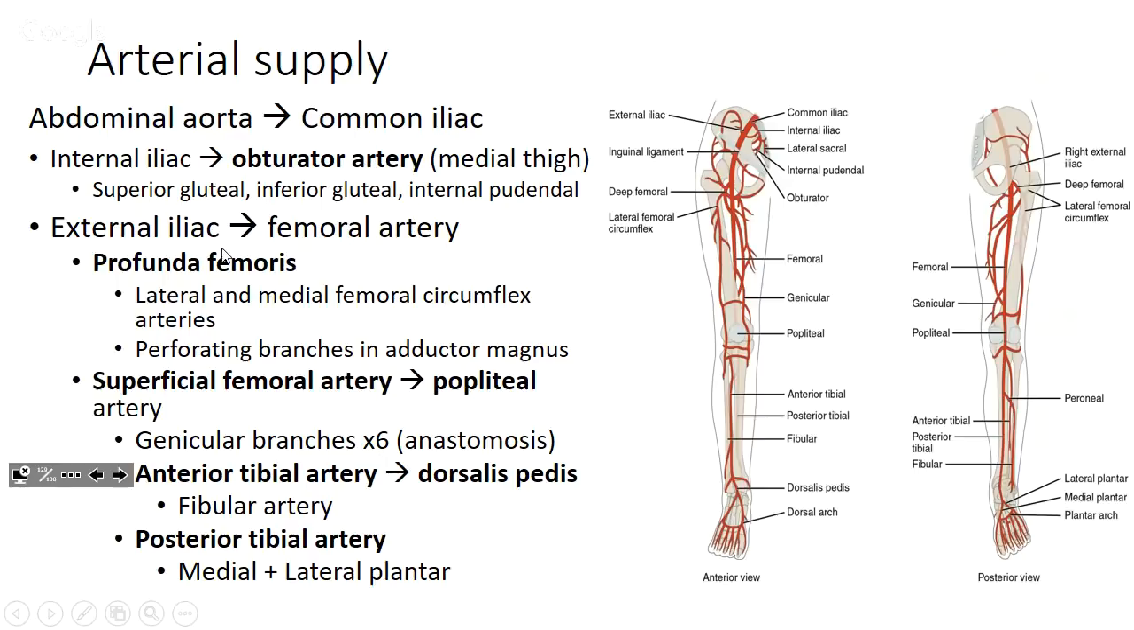And as for the external iliac, it becomes the femoral artery when it passes under the inguinal ligament, and then it gives off the profunda femoris, and then it continues as the superficial femoral artery. So the profunda femoris is the deep one. The superficial one is the SFA. And then that becomes the popliteal artery as it curves around the back at the popliteal fossa. And then it divides into the anterior tibial artery and the posterior tibial artery.